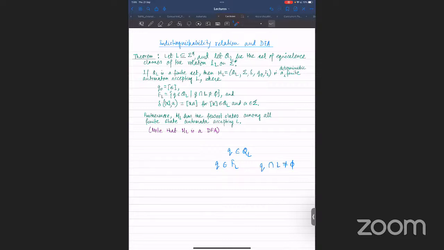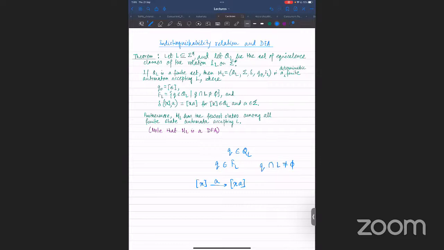Clear? So this is my set of final states. And I'm going to define the transition relation, which is kind of easy to see. Suppose X is an equivalence class. From here, I would read an A, I would go to the equivalence class of XA. Clear? That is how I'm going to define the DFA.